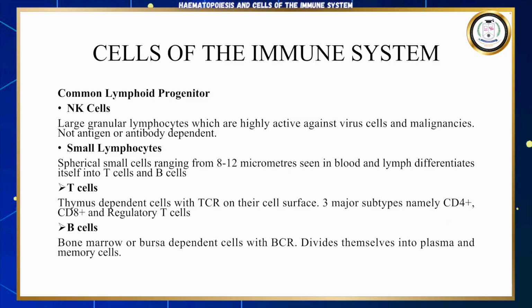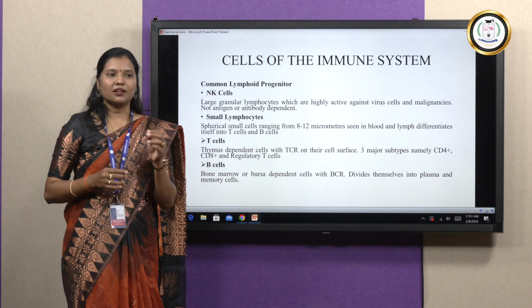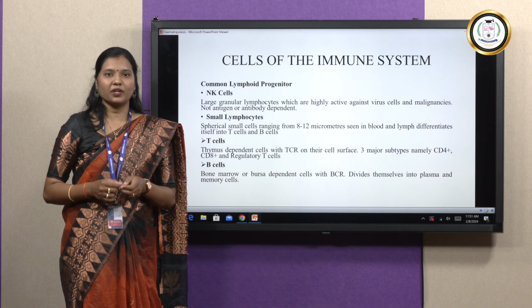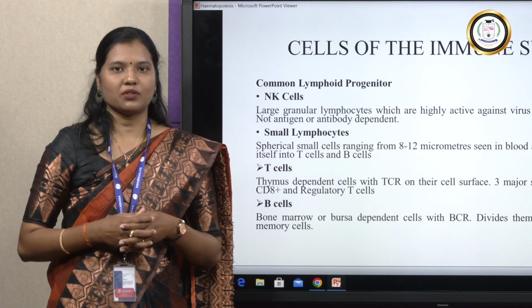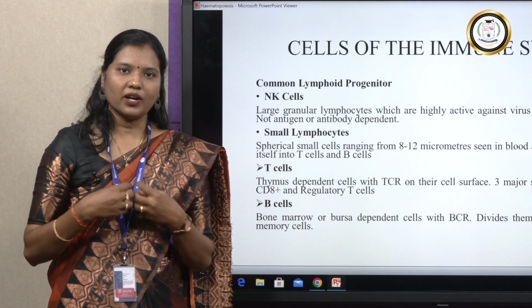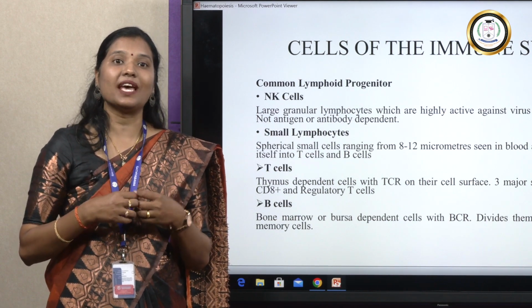So, the regulatory T cells. Regulatory T cells are those which are able to differentiate self and non-self antigens. They are also called suppressor T cells, because we all would have known about this condition called autoimmune disorders, where our body cells will think the antigens present on our cell surface are foreign.